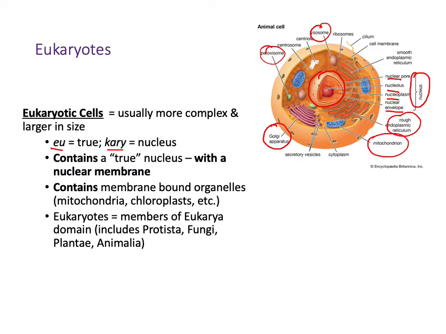Most of the domains of life are made from eukaryotic cells, most of the kingdoms of life. So we have kingdoms like protista, fungi, plantae, and animalia that are all made from eukaryotic cells. And so the eukaryotes really represent another diverse group of organisms. Because we're looking at everything from, say, an amoeba to an elephant, the cell types that we find in these different kingdoms can be very different in their size.